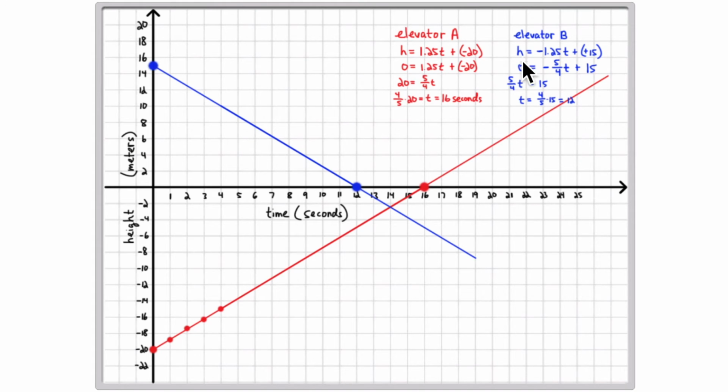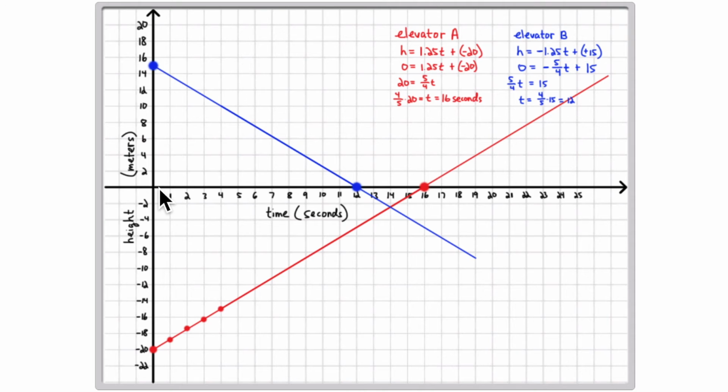If you replace height with 0 meters, you're going to calculate this through, and you're going to end up with 5/4 of the time is equal to 15. So 4/5 of 15, what does that equal? We'll take 15 divided by 5. 15 divided by 5 is 3. And 4 of those 3's is 4/5. 4 times 3 is 12.